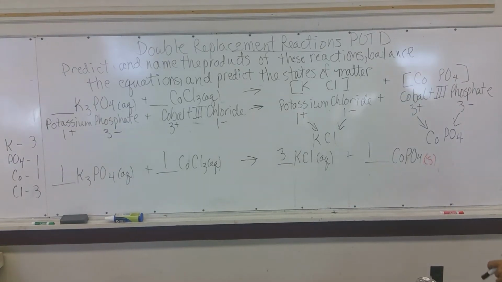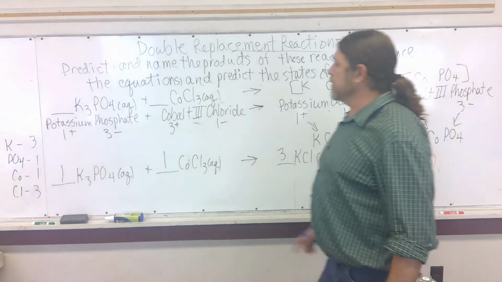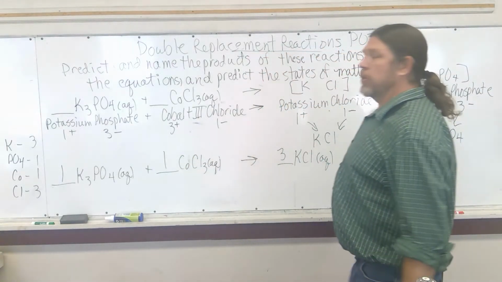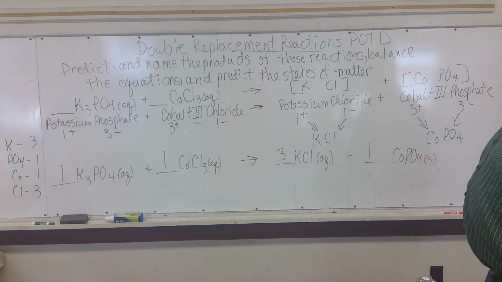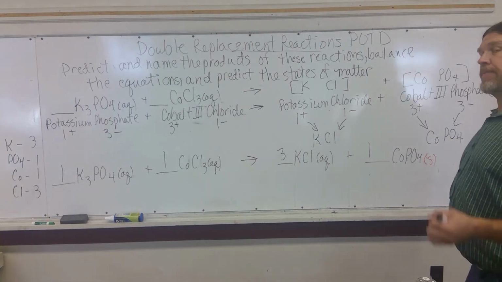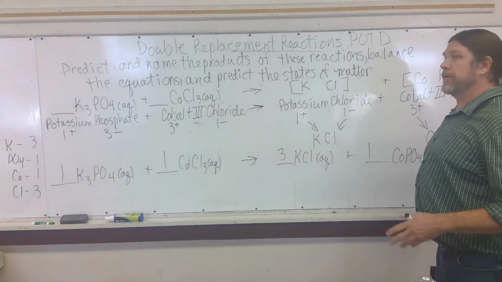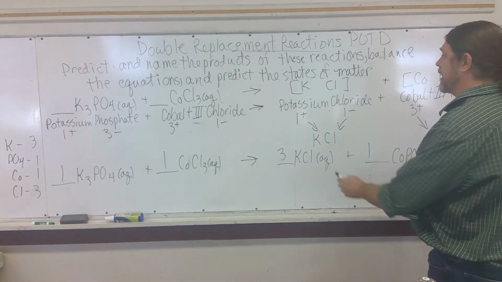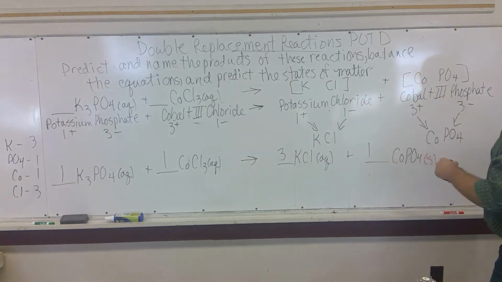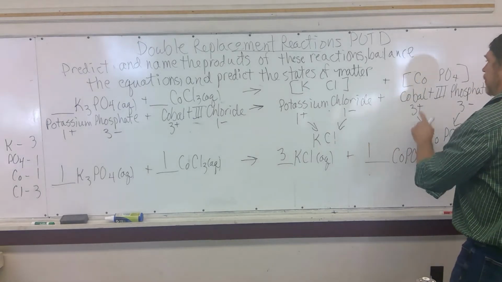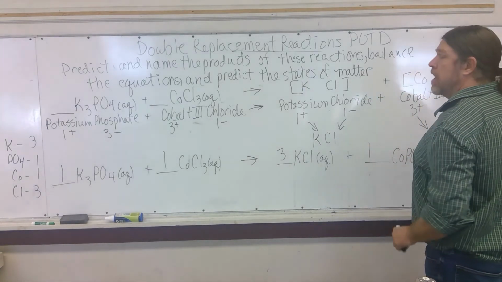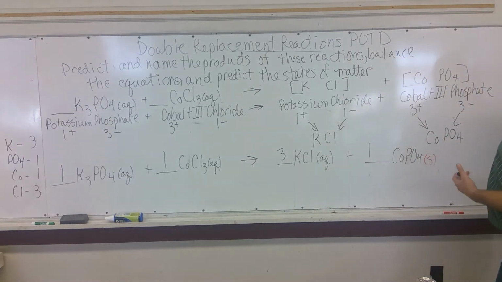In our second equation, we were combining potassium phosphate and cobalt-3 chloride. And so we assume, once again, because this is a double replacement reaction, that we will have a switcheroo of cations and anions and produce something called potassium chloride and cobalt-3 phosphate. From there, we need to determine the charges so we can balance them and come up with the actual formulae of potassium chloride and cobalt-3 phosphate.